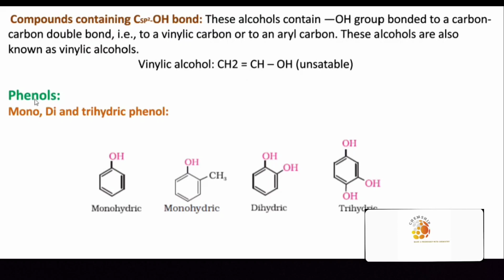Next, let us discuss phenol classification. Phenols are also classified based on the number of OH groups. In monohydric phenol, only one OH will be there. In dihydric phenols, two OH groups will be there, attached to the aryl group. In trihydric phenols, three OH groups will be attached to one ring.